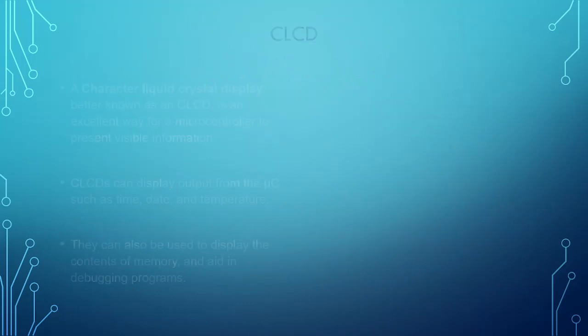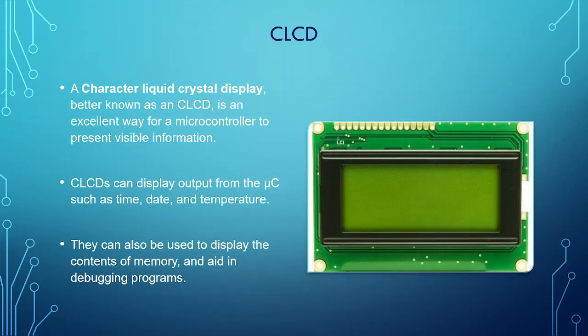Now let us look at the CLCD part. So what is CLCD? CLCD is a character liquid crystal display, which is an excellent way for a microcontroller to present visible information. CLCDs can display output from the microcontroller, such as time, date, and temperature. They can also be used to display the contents of the memory and aid in debugging programs.